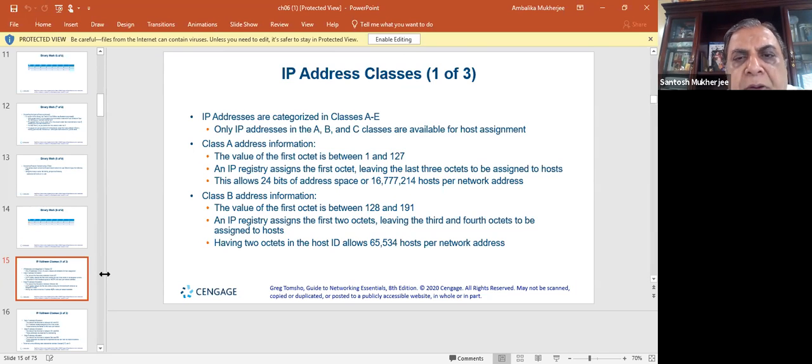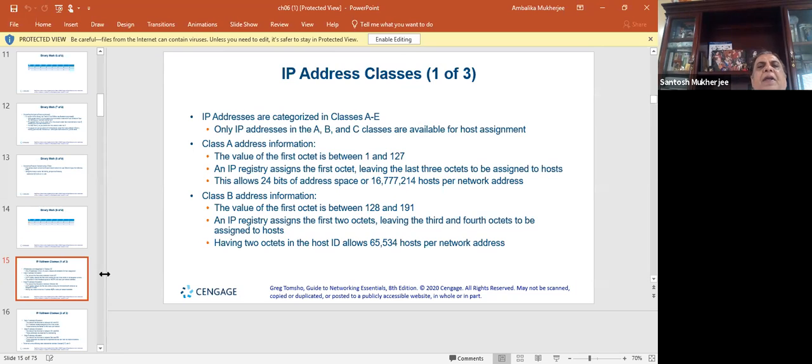Class B address: the value of the first octet is between 128 to 191, and the IP registry assigns the first 2 octets, leaving the third and fourth octets to be assigned to hosts. Having 2 octets in the host ID allows 65534 hosts per network address.